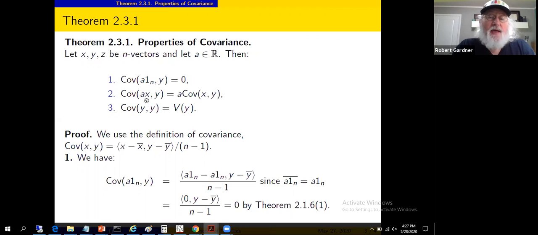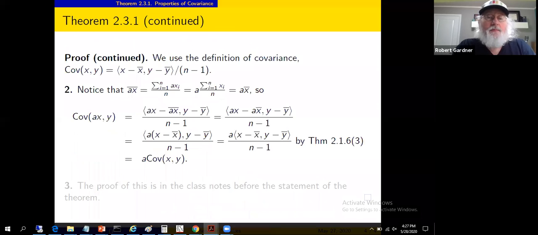Next, we want to take that vector in the first component and multiply it by an a. Still using the usual formula, we'll need the mean a x bar, the average of a x. Of course, that would just be the sum of the components, a times x sub i divided by n. I can bring the a outside that summation, and that gives us a x bar. So we mentioned something along these lines earlier.